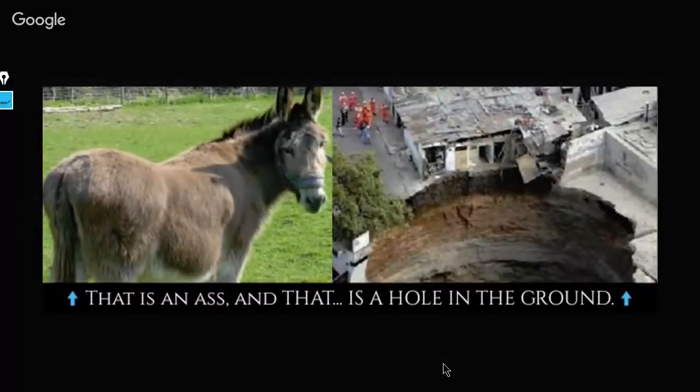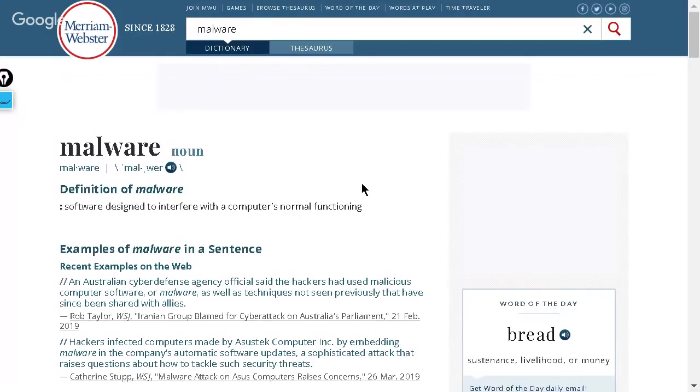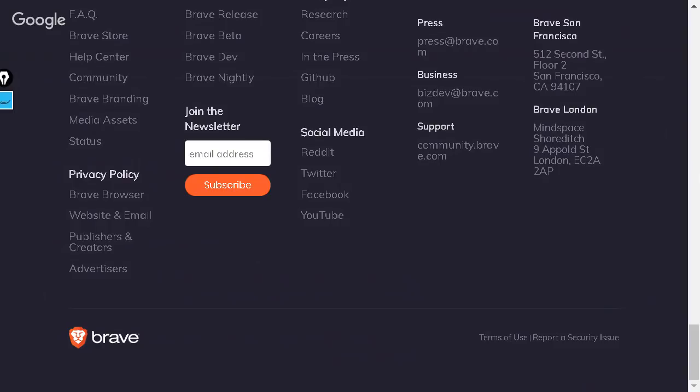Still encourage you to understand the difference between your ass and a hole in the ground. So let's talk about malware. Your smartphone is infested with malware, software designed to interfere with a computer's normal functioning. Now you're probably thinking, my smartphone doesn't have a virus. And that's true. The malware is by the manufacturer of the OS.